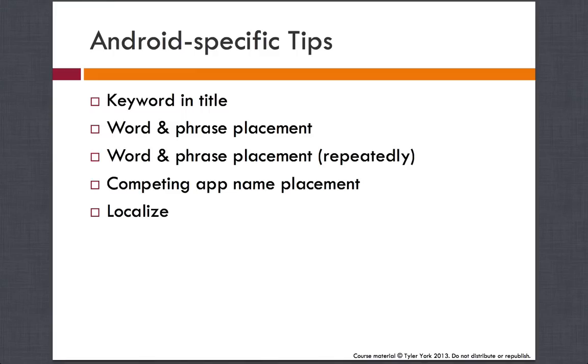Another thing that may not work anymore, but I wanted to include it anyways, is competing app name placement. If you put in the names of your competitors' apps, you'll show up in searches for their app, which is always fun, and actually can build you a decent long tail. And then localization. Android actually gives you tools to localize your descriptions and will reward you for localizing pretty significantly.